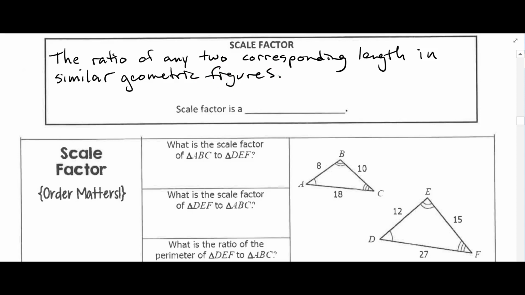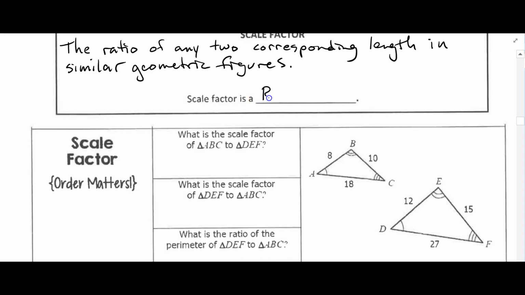So if I have two similar geometric figures, triangles, quadrilaterals, doesn't matter what they are, as long as they're similar, if I take a ratio of the length of one side to the length of the other side that it matches with and make a ratio out of that, we call that the scale factor. So scale factor is a ratio.